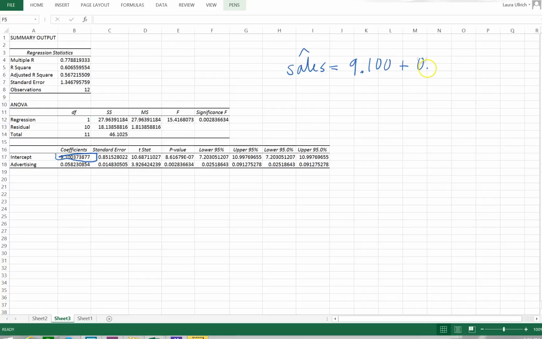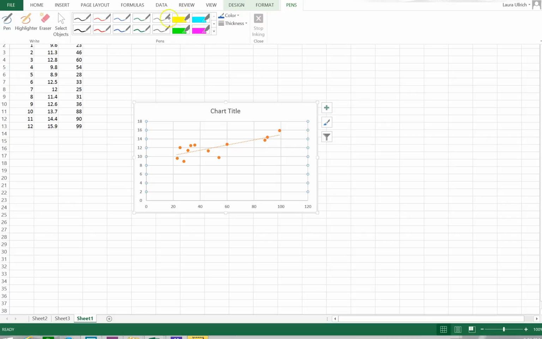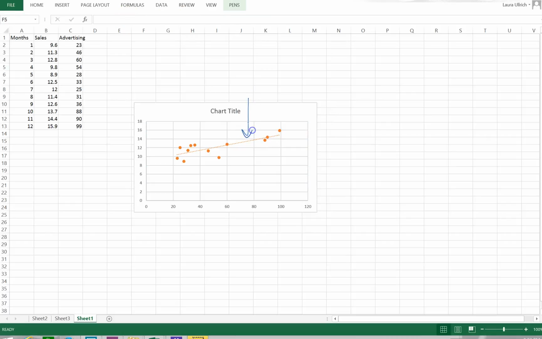Plus 0.58 times advertising. Okay, now this is the slope, right? This is the slope of, if we go back and look at the scatter plot right there, the beta 1 is literally the slope of this line, right? And it's small, right? It's 0.058.